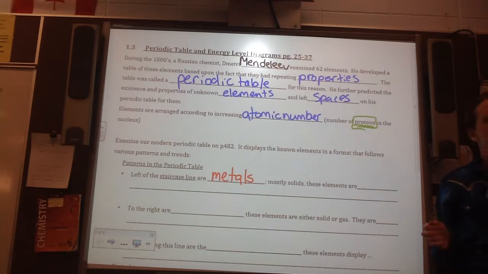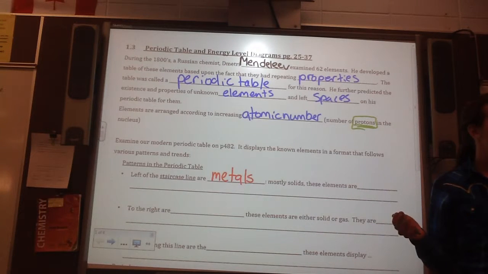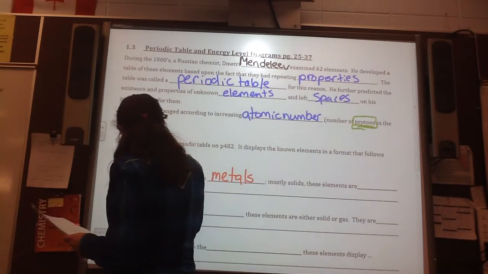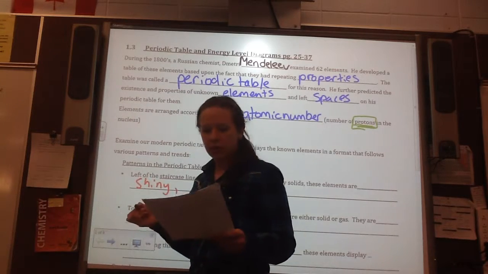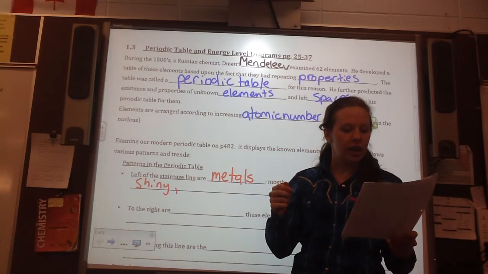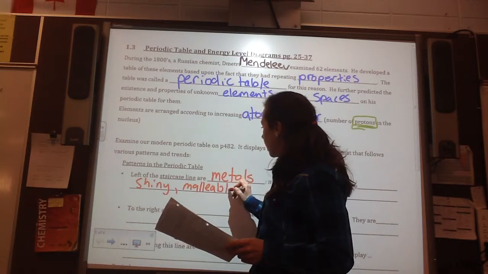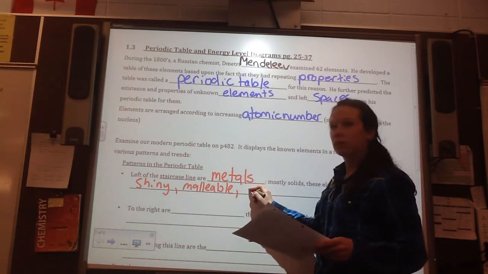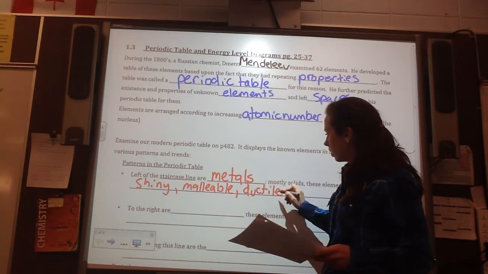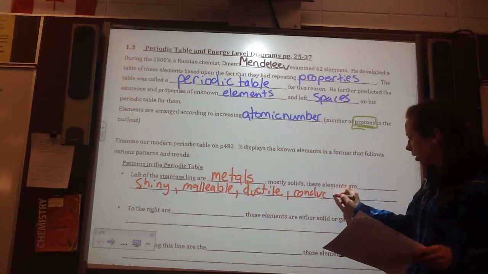So these types of elements, what can we think of when we think of metals? What do metals look like? How do you know it's a metal? Solid. Okay, what else? Shiny, yeah. What else can you do to metals? Melt them. Okay. We say that they are malleable, meaning that they can be bent. They are ductile, means they can be stretched into a wire. And they can conduct electricity, yeah.